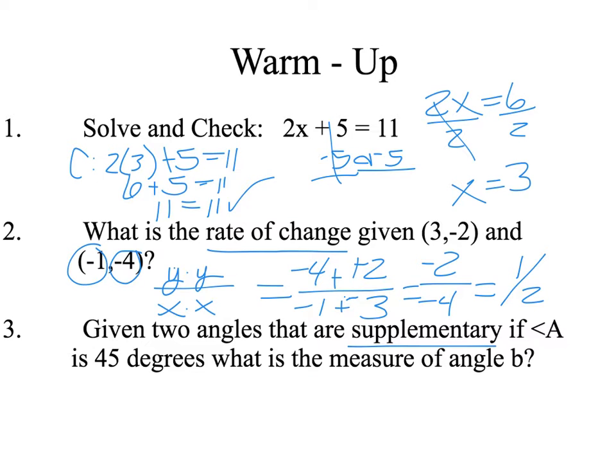Supplementary. Supplementary means that it makes a straight line. Straight lines add up to a total of 180 degrees. So we're going to take our total of 180 degrees and we're going to subtract the 45 for the measure of angle A. When we do that, we end up with 135 degrees, equaling our measure of angle B.